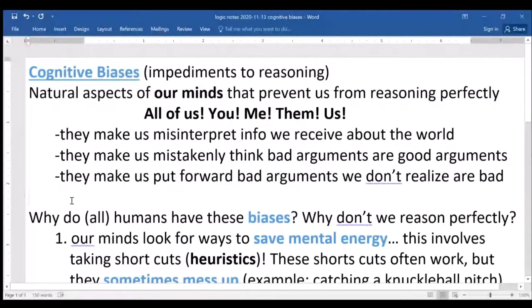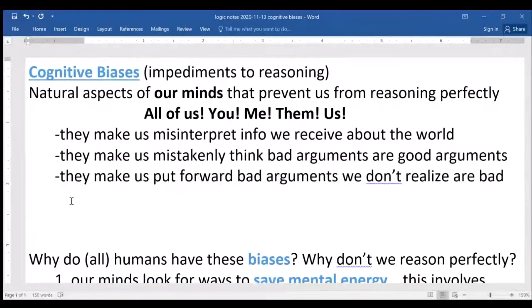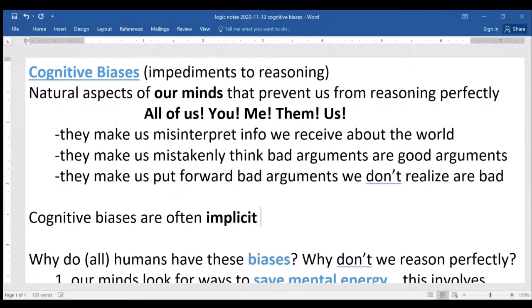I mean, that's the whole point of this class, that these biases largely are what people refer to as implicit. A cognitive bias is often hidden. That's one of the creepiest things about cognitive biases. Many of our cognitive biases are implicit. And by implicit, that means we're not aware of them, even though we have them.